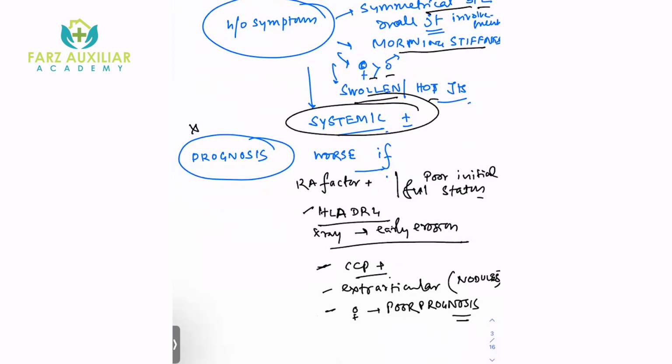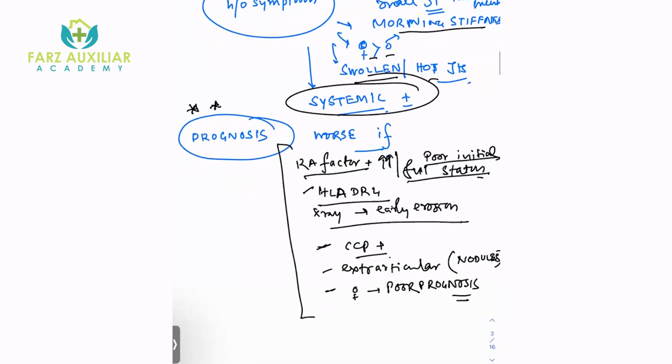Now, prognosis. This is a very important question for the examination. You just have to memorize this table. Prognosis is worse if RA factor is positive, and the higher the positivity, the poorer the prognosis. Poor initial functional status: at diagnosis, the patient's baseline condition is not good, so prognosis is bad.